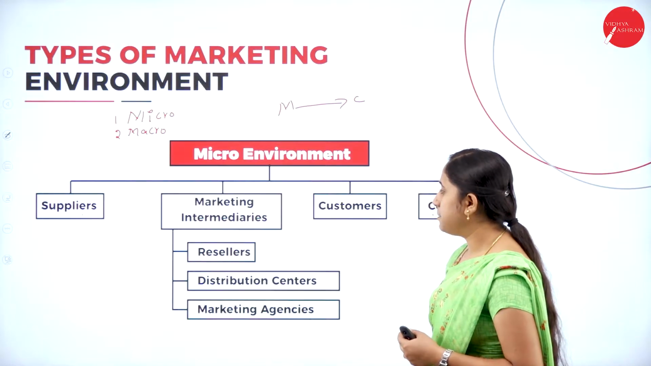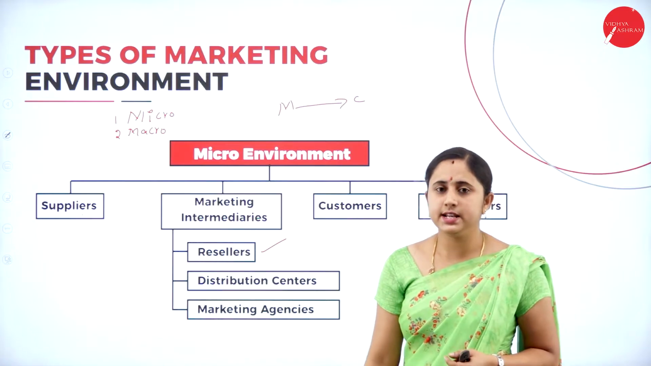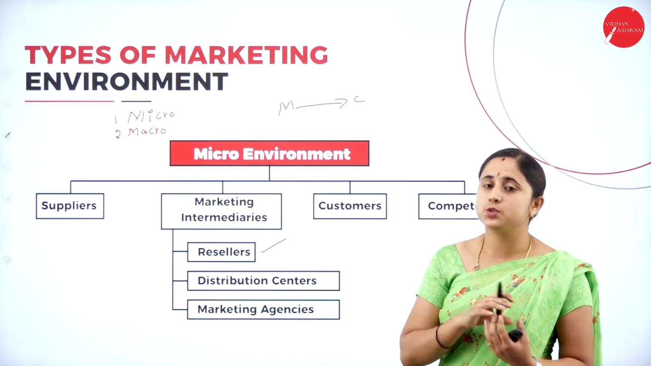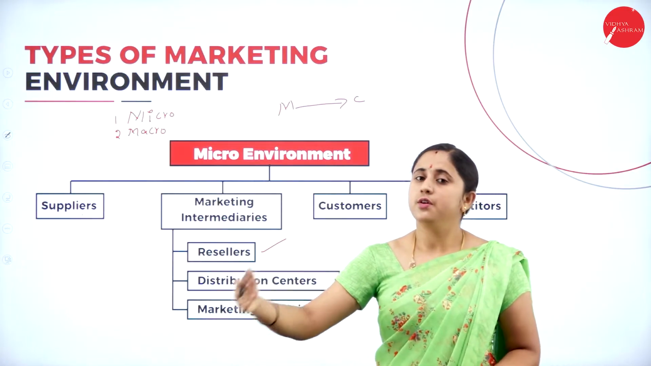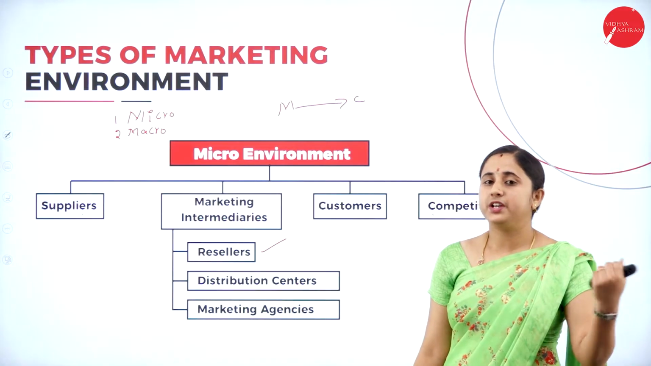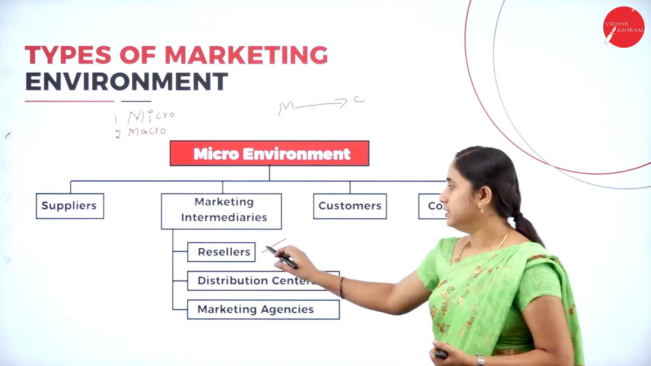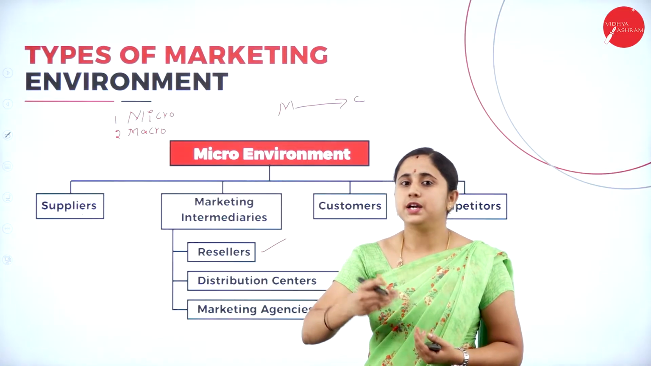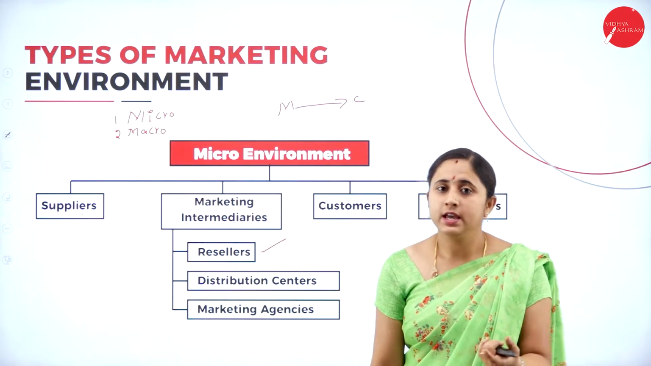Under marketing intermediaries, the first one we have is the reseller. Reseller means they purchase goods from the manufacturer and sell them to the consumer or final consumer. So they resell the products. They purchase from the manufacturer and fix their margin of profit. They can increase the profit margin and sell it to the consumer.